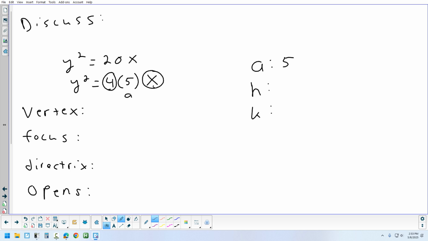If this was a y and a 4, it would open up. And if that was a y and a negative 4, it would open down. Okay, so this opens to the right. So we know it's going to look something like that. And we don't have any numbers added or subtracted from the x or the y. So what does that tell us about where the vertex is?